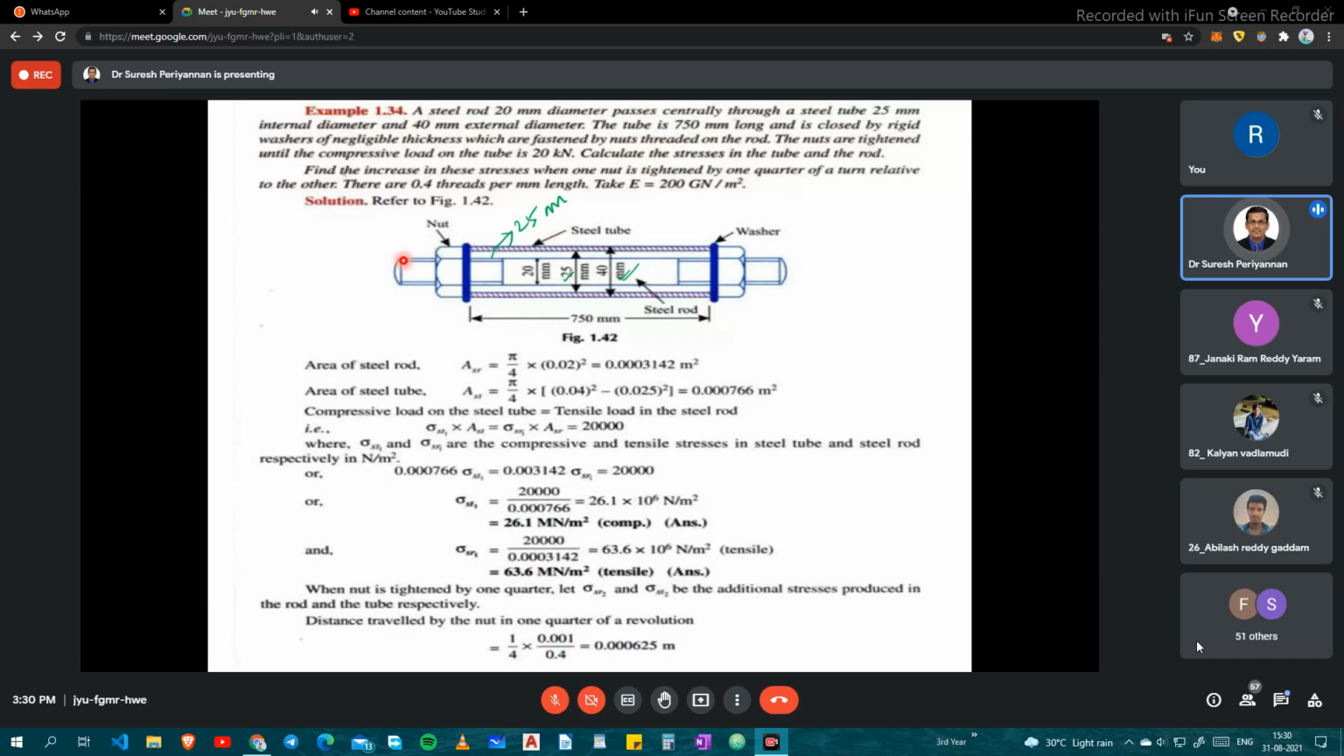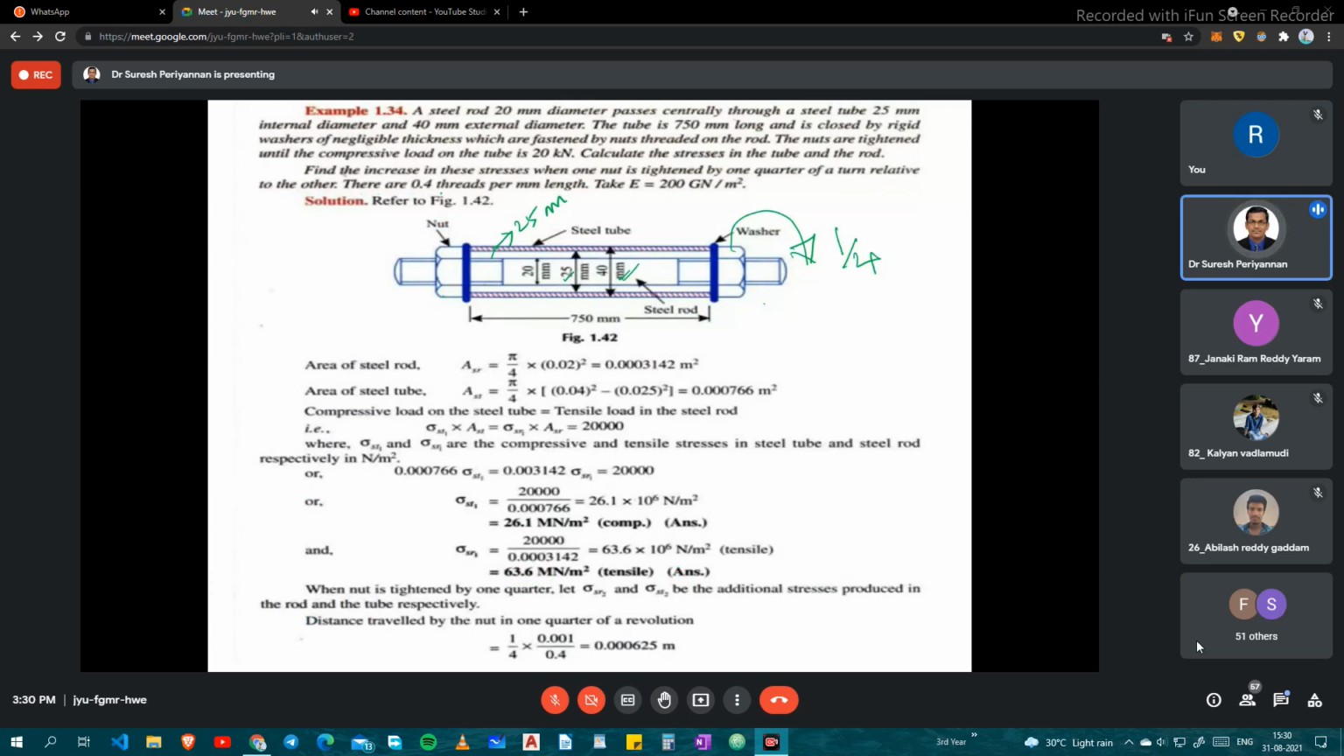But our intention is not that one. Our intention is that further I am going to tighten the nut. I am going to turn it a quarter turn relative to the other nut, either this nut or this nut, and they have given the condition also.